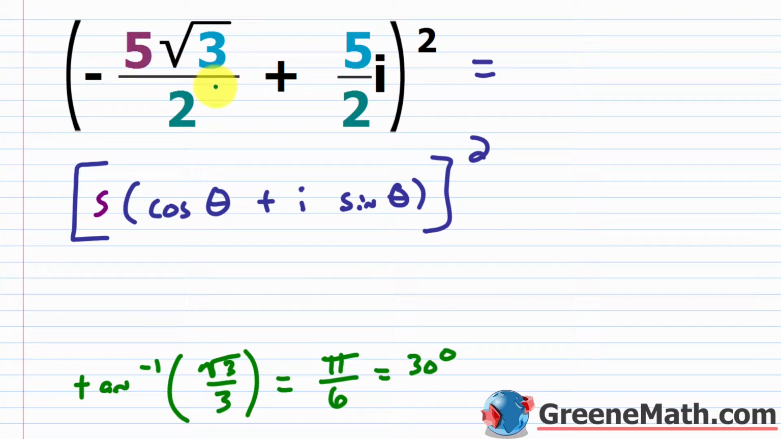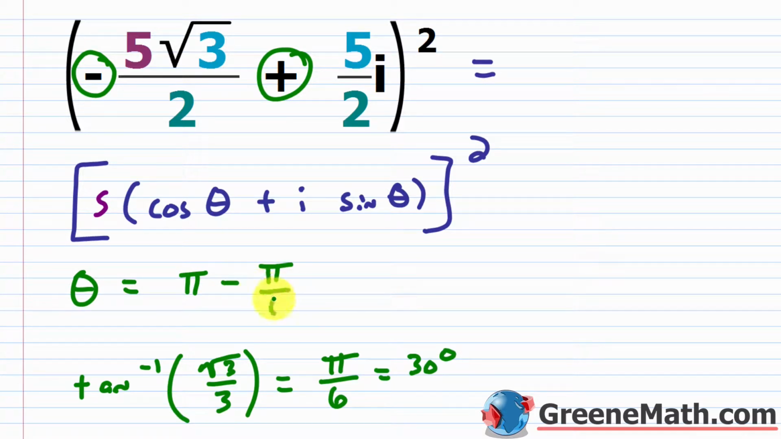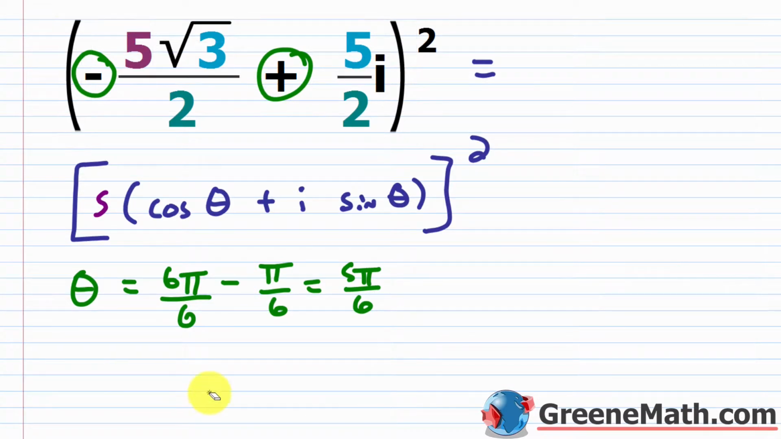If you were to graph this complex number on the complex plane, you think about the fact that this is negative, so the real part's negative, and this is positive. So from the origin, I would go to the left and I would go up. That puts my complex number in quadrant 2. So in quadrant 2, I want an angle with a reference angle of pi over 6 or 30 degrees. So you can say theta is equal to pi minus pi over 6, and I can do 6 pi over 6 to get a common denominator. So this is 5 pi over 6, which is 150 degrees. If you wanted to do this with degrees, you do 180 degrees minus 30 degrees. So again, it's 150 degrees.